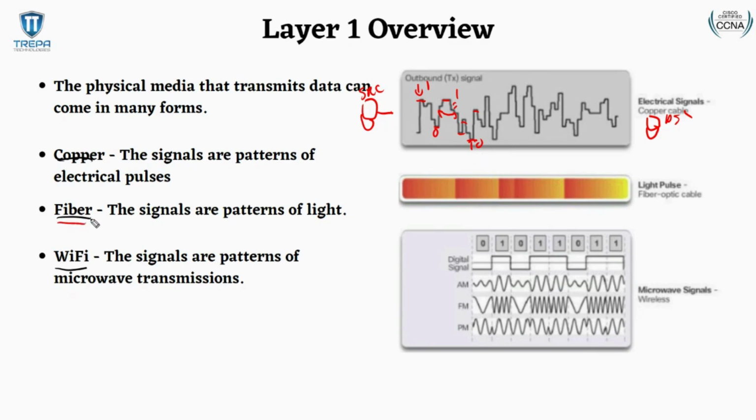Then we have fiber, and these are patterns of light. As you can see here, the light's strong here, and it gets a little weaker. So this may represent a 1, and this may represent a 0. Then we have Wi-Fi.